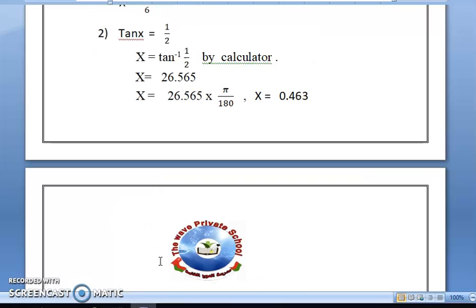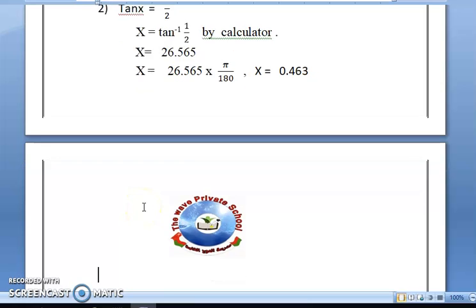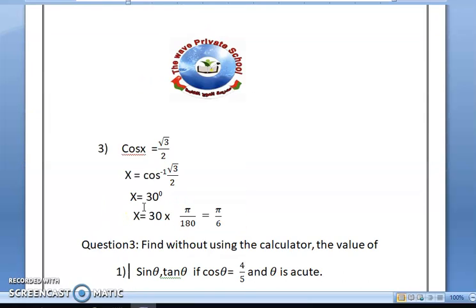For the next question, tan x is equal to 1 over 2. Also we have to take the inverse, tan inverse of 1 by 2. It becomes 26.56 degrees. And also we multiply by pi over 180 degrees in order to convert it into radians. So again for cos, we take the inverse, and by applying pi over 180 degrees, we can convert the answer into radian form.